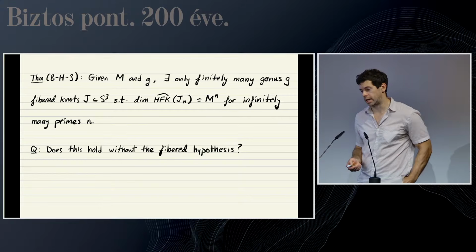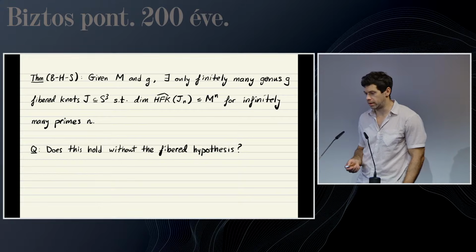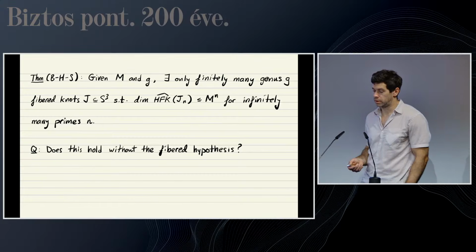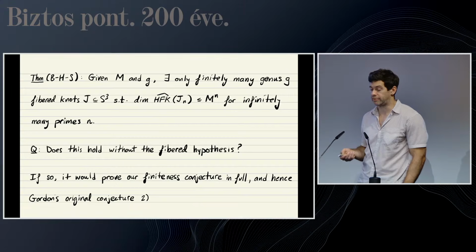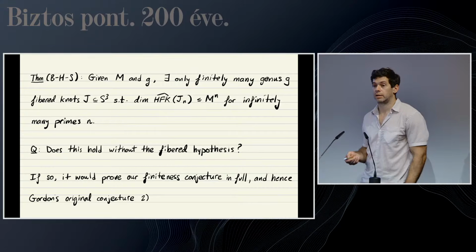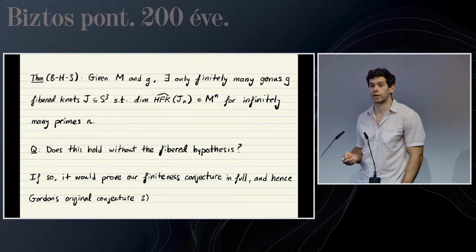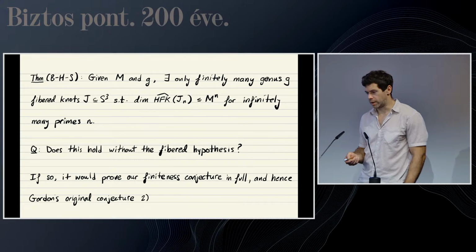So one question that I think is interesting is: does this finiteness theorem hold if you remove this fibered hypothesis on J? And if so, then it would prove our finiteness conjecture in full. You could use it in the same way that I've described to say that for any fixed K, there are finitely many ribbon predecessors. And if you knew that, then it would imply this conjecture of Gordon that I highlighted at the beginning, that you can't have infinite descending chains of ribbon concordant knots.